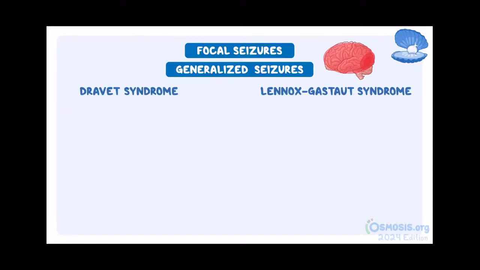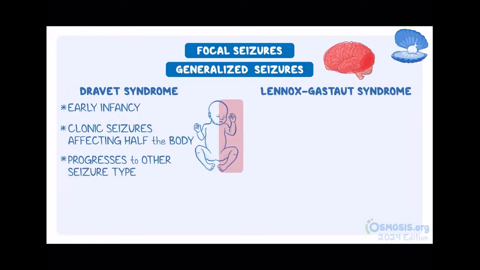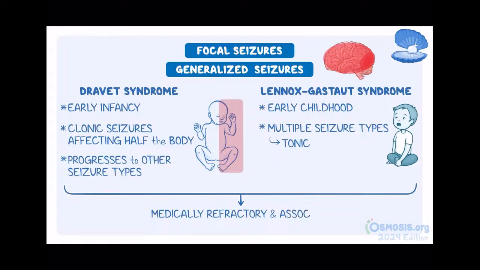Some examples of focal and generalized seizure syndromes include Dravet and Lennox-Gastaut syndromes. Dravet syndrome presents in early infancy and usually begins as clonic seizures affecting half of the body and progresses to involve other seizure types. On the flip side, Lennox-Gastaut syndrome usually presents in early childhood and consists of multiple seizure types, particularly tonic seizures. Both syndromes are medically refractory and associated with intellectual disability.